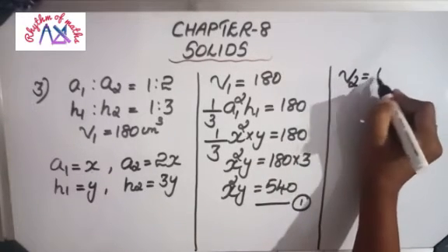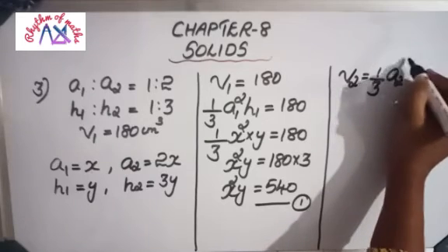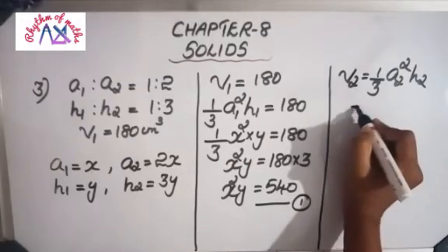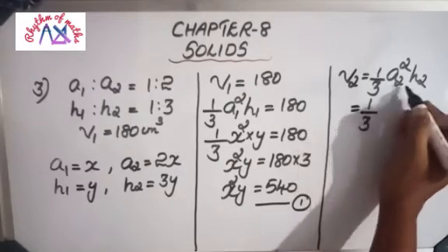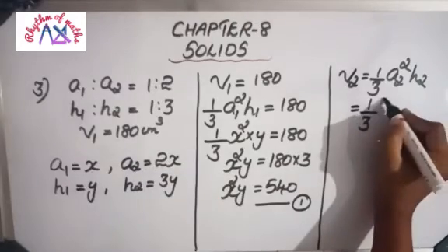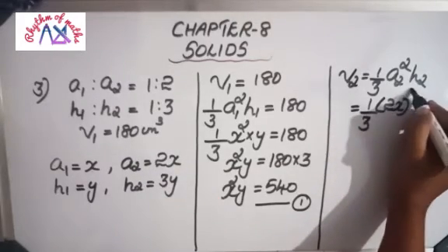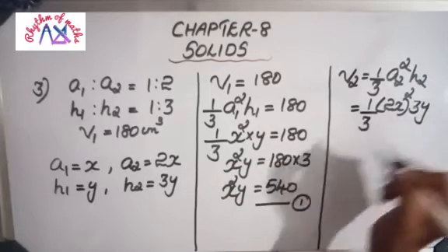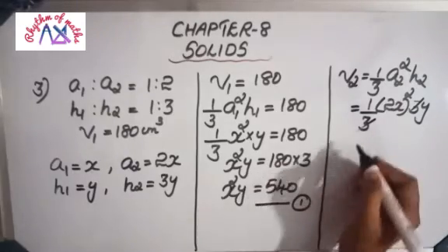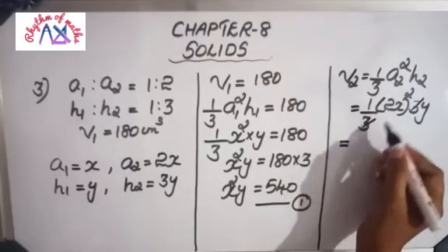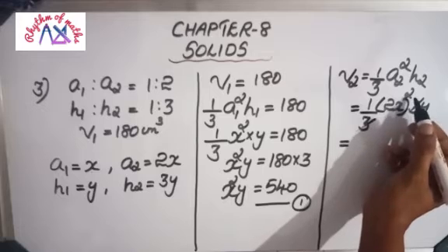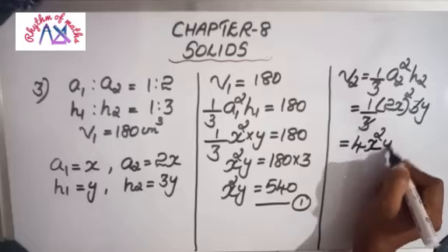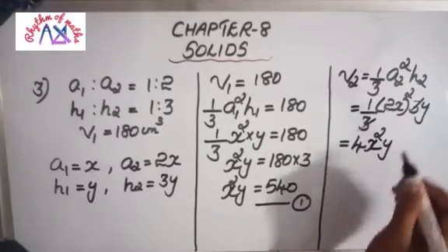So let's start. V2 equal to 1 by 3 A2 square H2. That is equal to 1 by 3, A2 is what? 2x. So 2x the whole square. H2 is what? H2 is 3y. So 3y. Here these two 3's we can cancel. That is equal to 2x the whole square, that means 2 square and x square. 2 square is 4, x square is x square. So 4x square y we got.